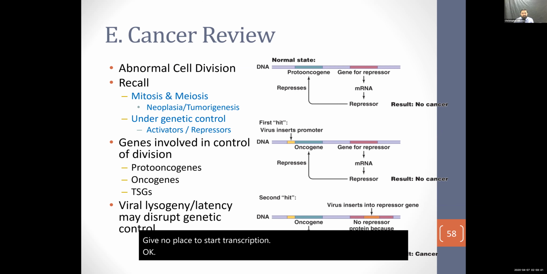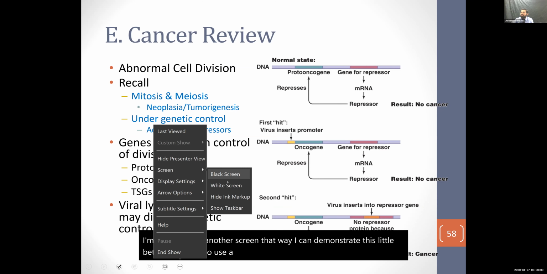So what happens? What if you mess with that promoter? What if the virus, when it goes latent, when it gets inserted into our genome, messes with those controls? In other words, it changes things on how they grow. And so I'm going to try and use another screen. That way I can demonstrate this a little bit better. I'm going to use a white screen in this case.